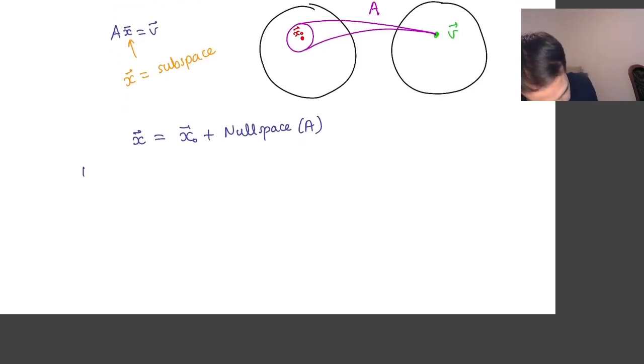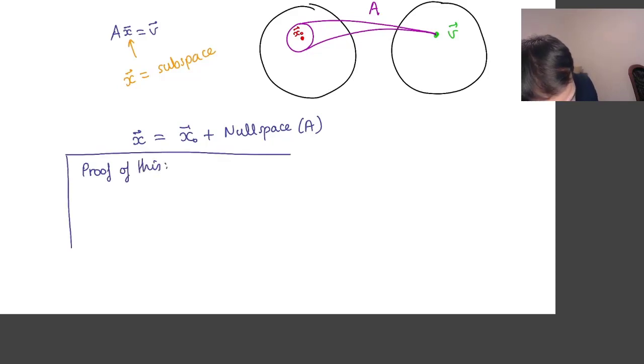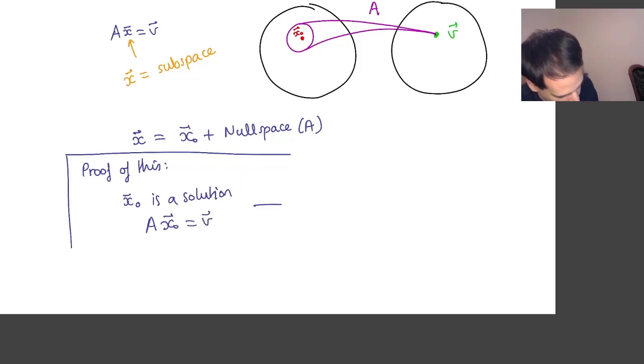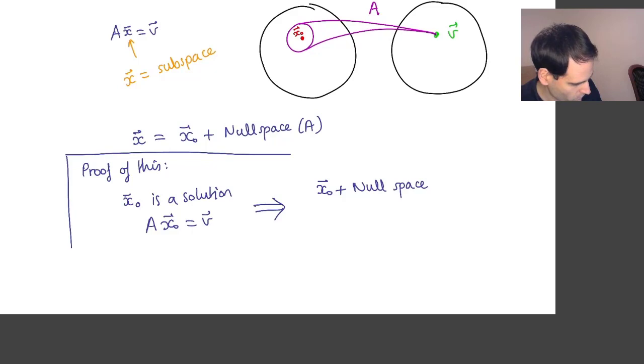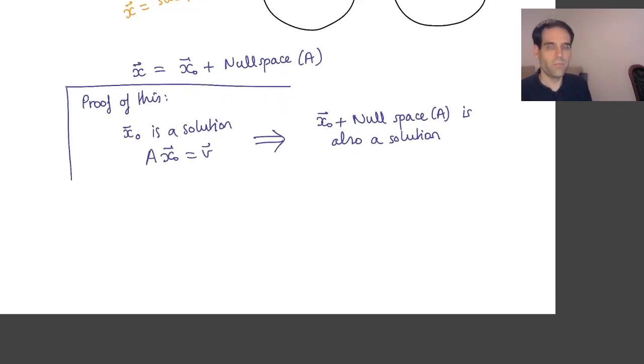Proof of this is very simple. So we want to prove that if x0 is a solution to this problem, A times x0 equals V, then x0 plus null space of A is also a solution. So how do we prove this?